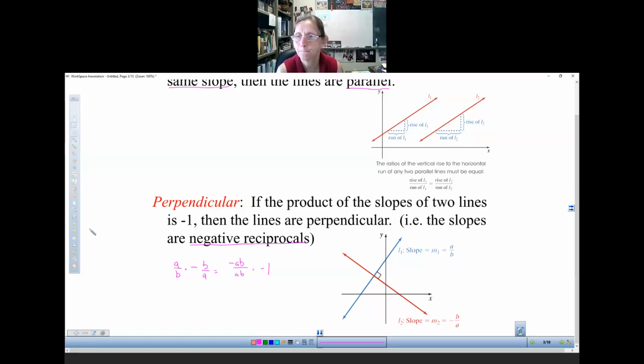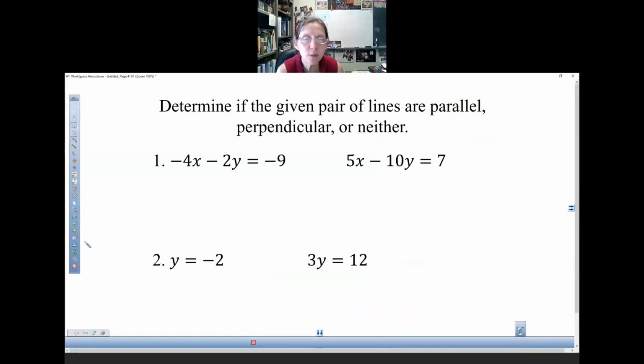Okay. So the first thing we're going to do is talk about two lines and determining whether those lines are parallel, perpendicular, or neither. So for problem number 1, we have -4x minus 2y is equal to -9, and we have 5x minus 10y is equal to 7. Okay.